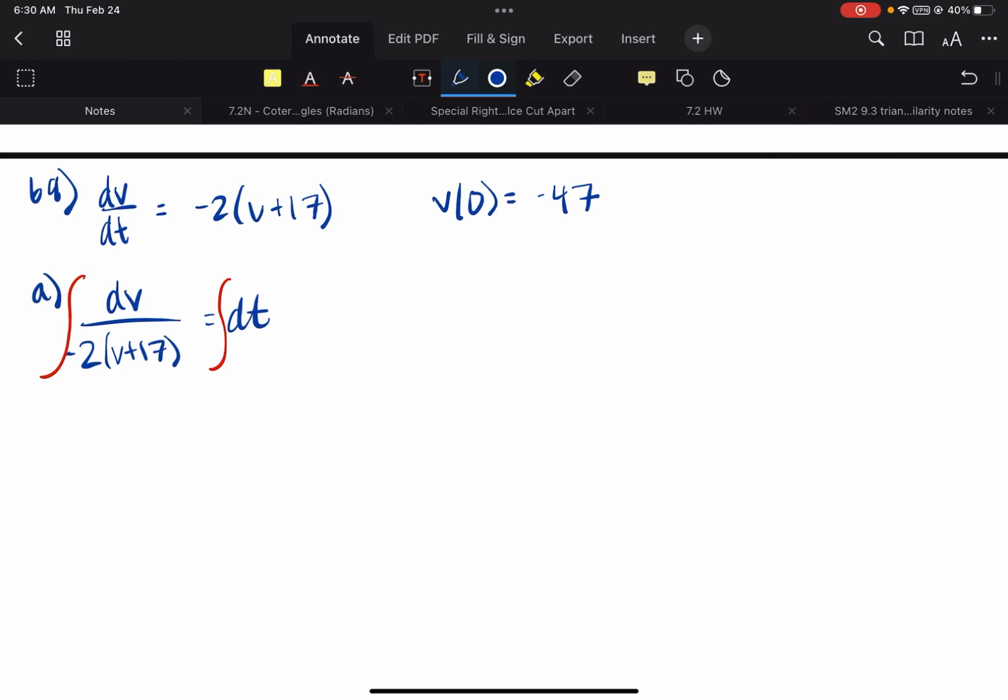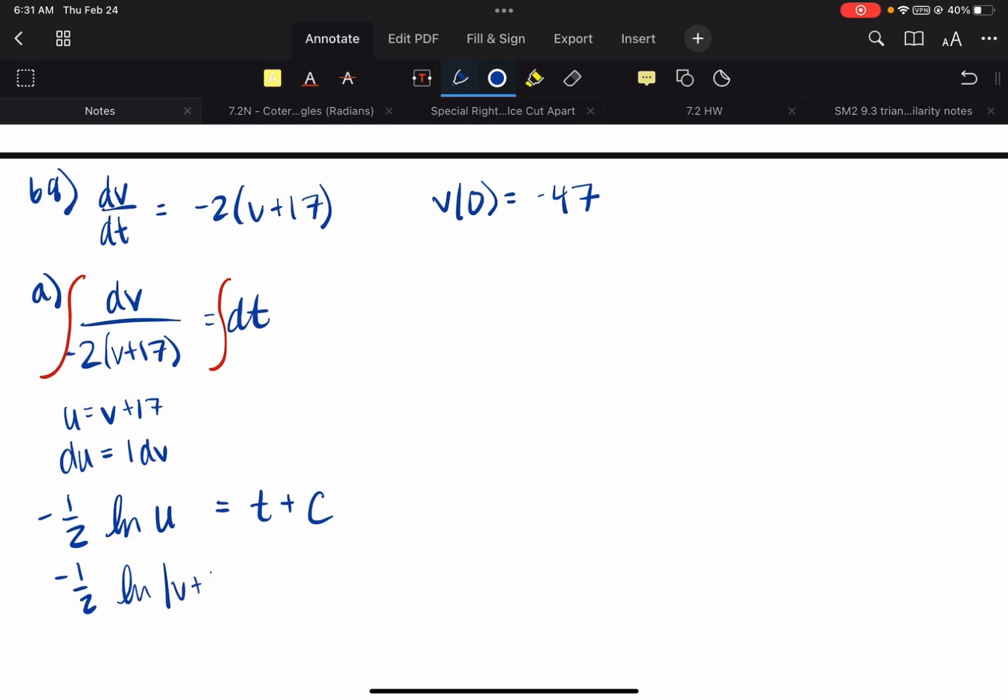Notice that on the left side we have to do a mini u substitution. I call it mini because if I find du, it's just going to be 1 dv, which is really nice. So then my integral is going to be -1/2 natural log of u, which is equal to t plus c. Then I plug my v's back in. I think most of us were able to get to this part, hopefully.